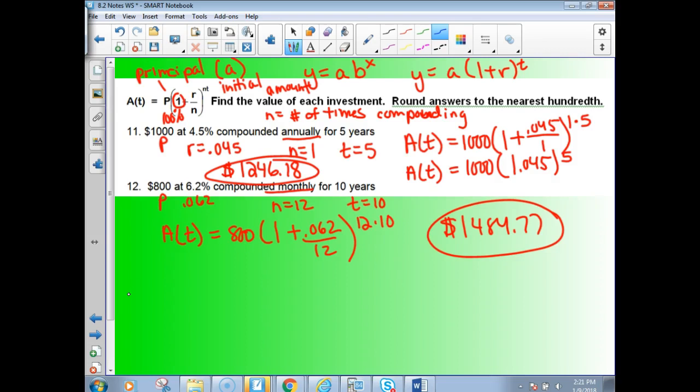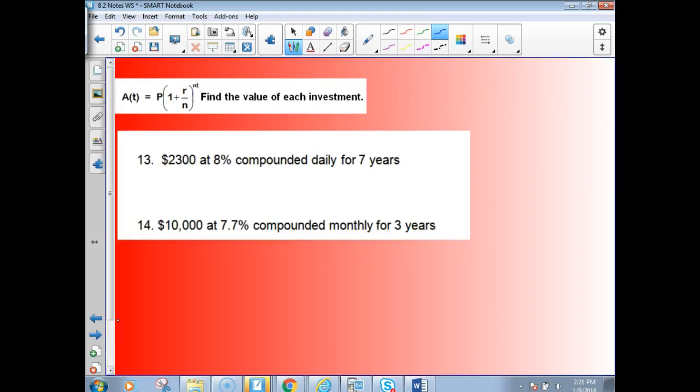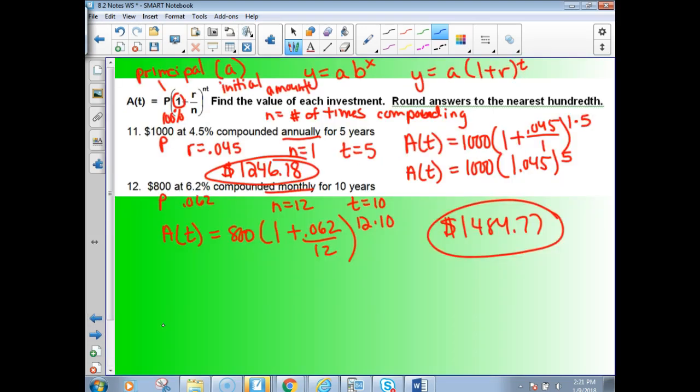Okay. Number 13, P. What's the matter? Did your exponents stay together? 12 times 10? You found it?